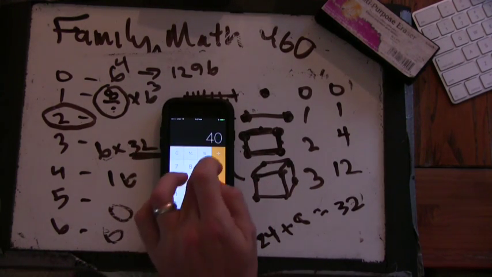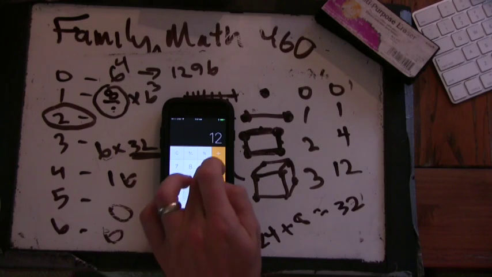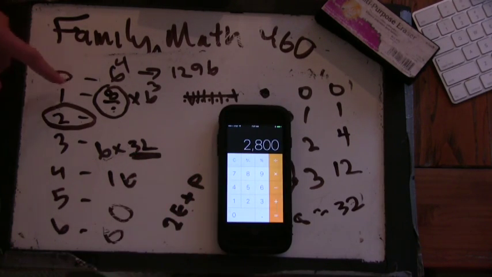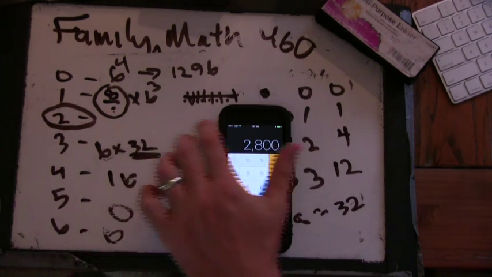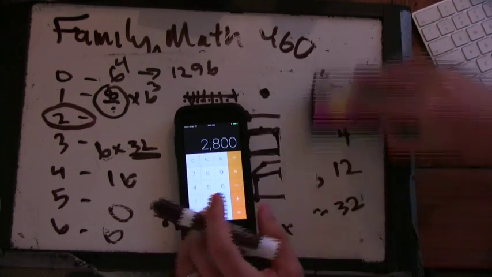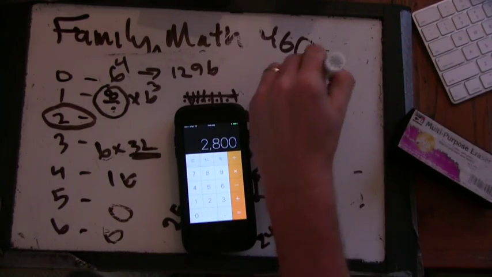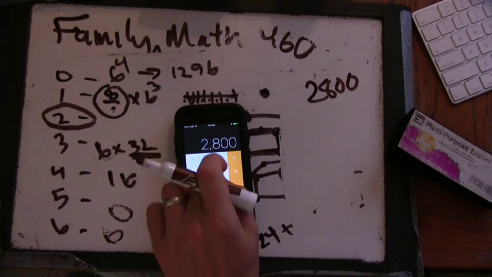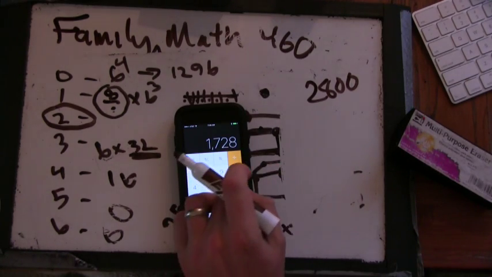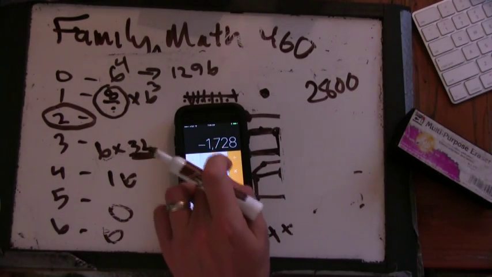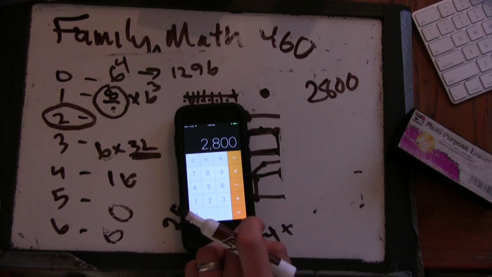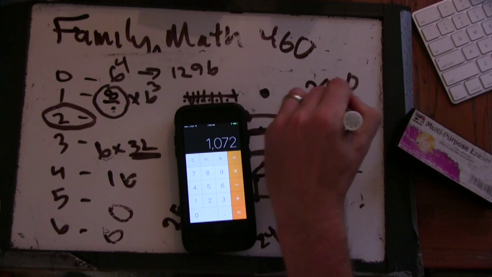So I have 4,096 minus 1,296, which is 2,800. Then minus 8 times 216. I'm at 2,800, I better write that down. 8 times 216 is 1,728, so 2,800 minus 1,728 is 1,072.